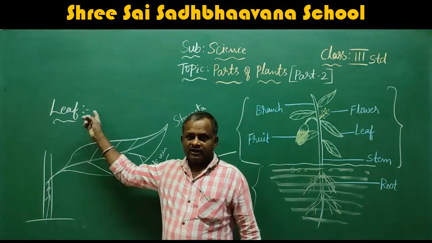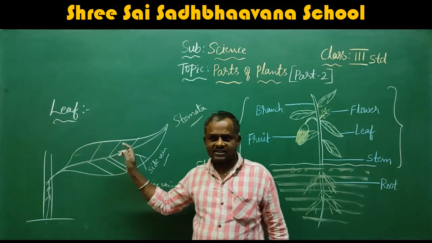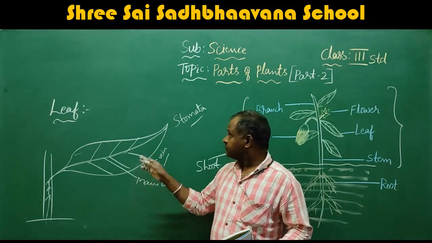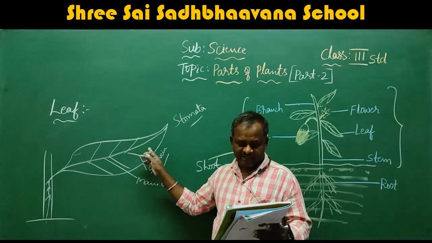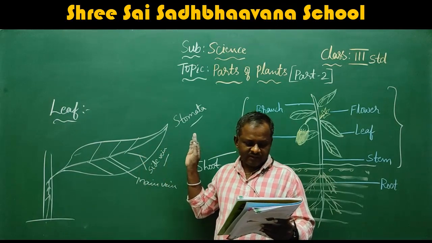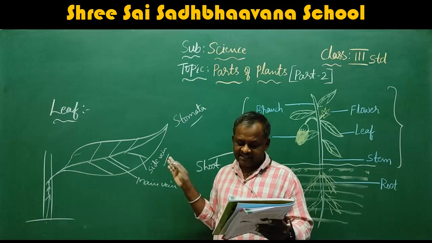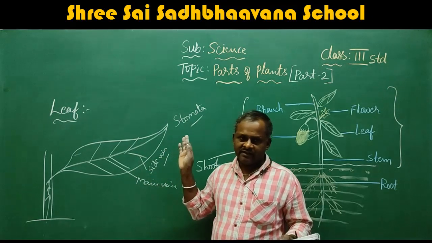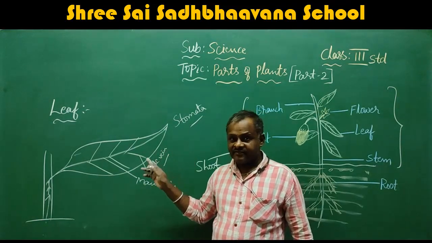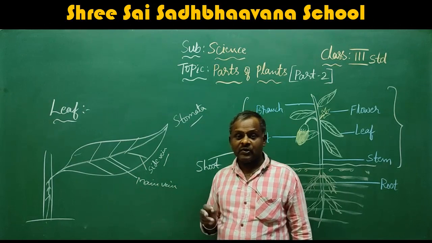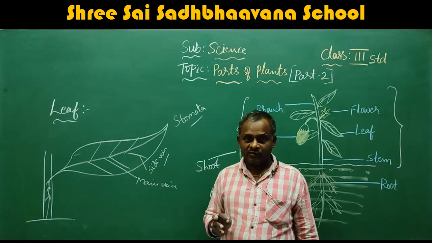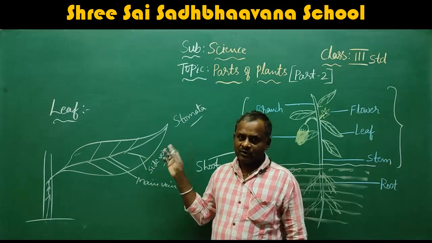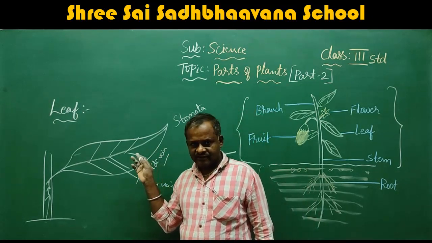I hope you understand what the leaf is, how it is structured and what the functions of the leaf are. These are the parts of the leaf: lamina, main vein, side veins and stomata. These leaves are always green in color to perform the function. What is the reason for the green color? A substance called chlorophyll, a green pigment, is present in the leaves.